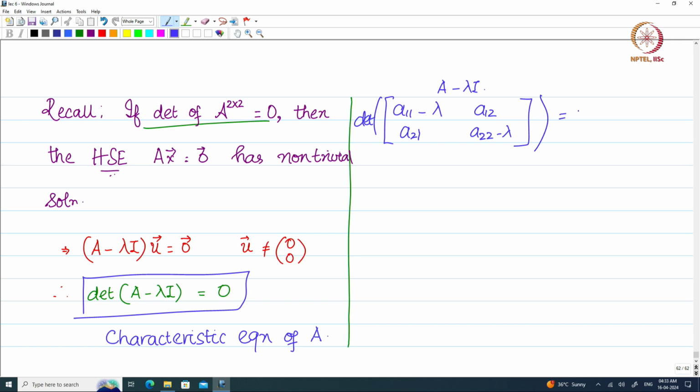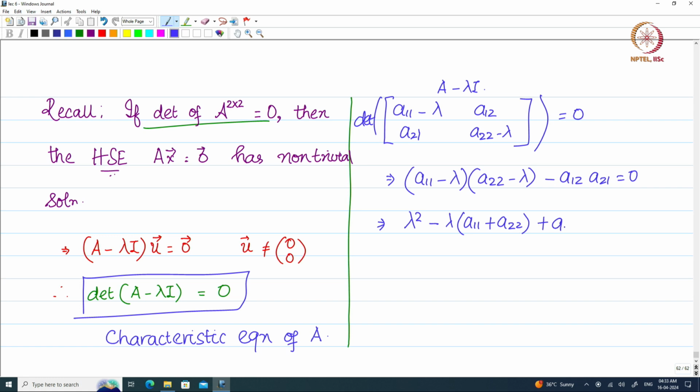We want the determinant of this to be equal to 0, which corresponds to (a11 minus lambda) into (a22 minus lambda) minus a12 a21 is equal to 0. We see that it is a quadratic equation: lambda square minus lambda into (a11 plus a22) plus a11 a22 minus a21 a12 is equal to 0. This is what we have.